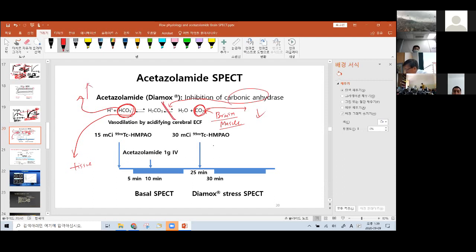So if you cut it, then in the brain the same CO2 is produced, but CO2 is not converted to a transferable ion because of the acetazolamide. Then CO2 pressure is going up, and as CO2 goes up, every vessel is dilated. So it is not a velocity increase; velocity is not increased, it's the same. But vasodilation is the main effect.